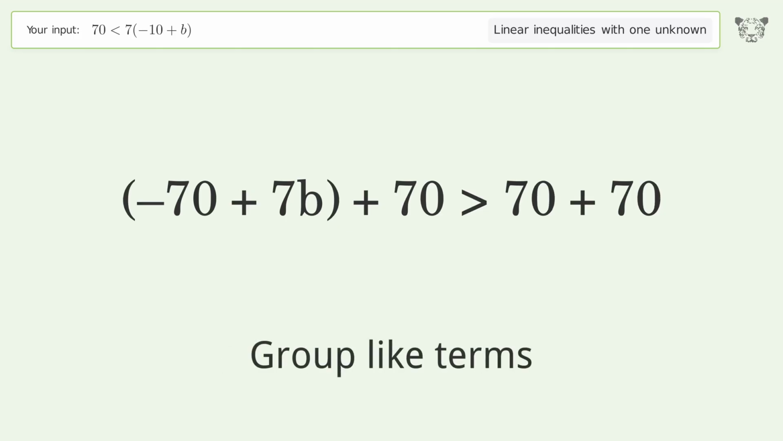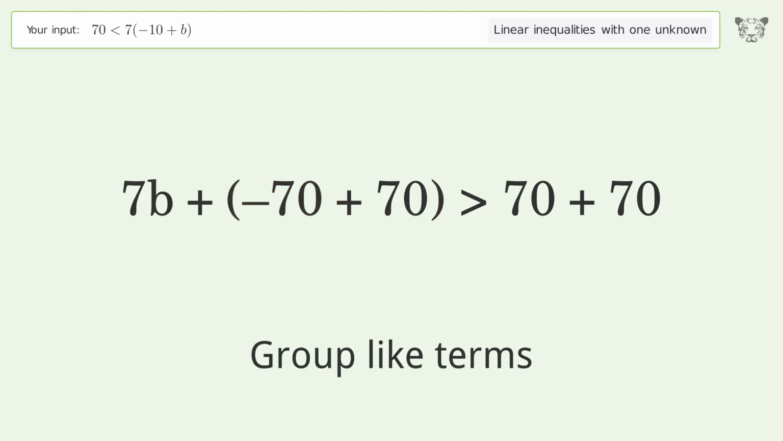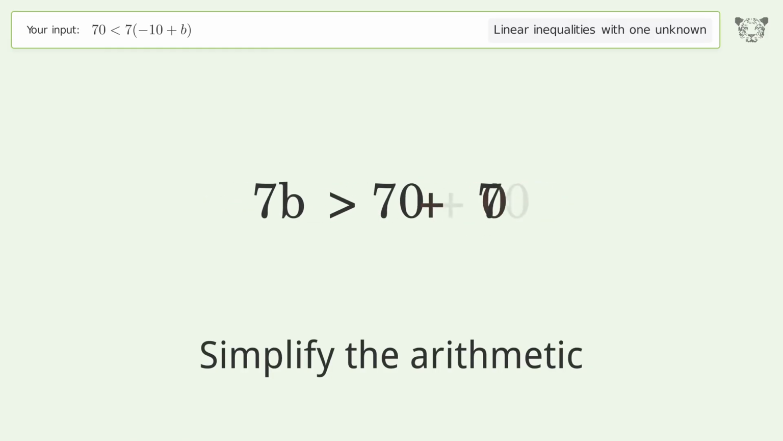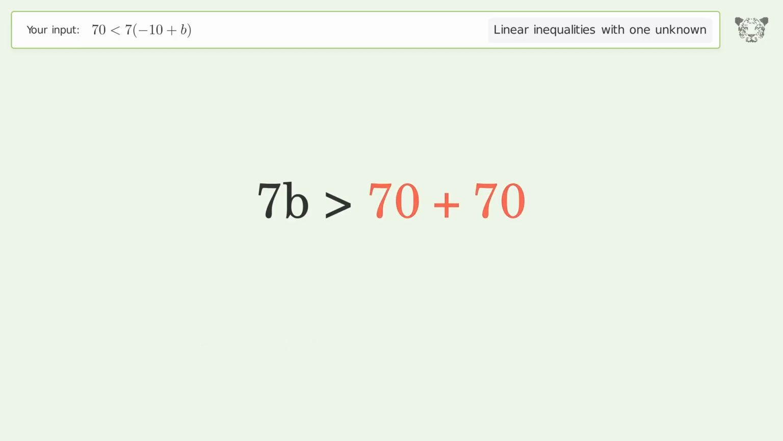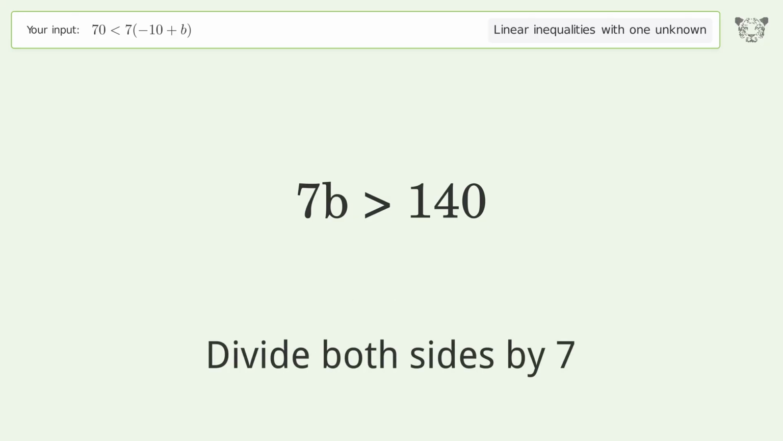Group like terms. Simplify the arithmetic. Isolate the b. Divide both sides by 7.